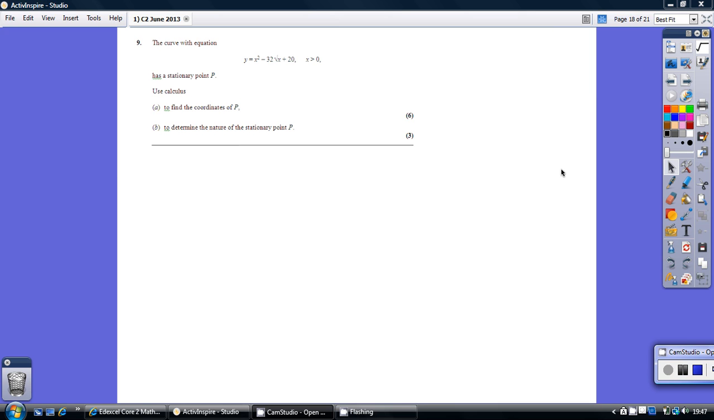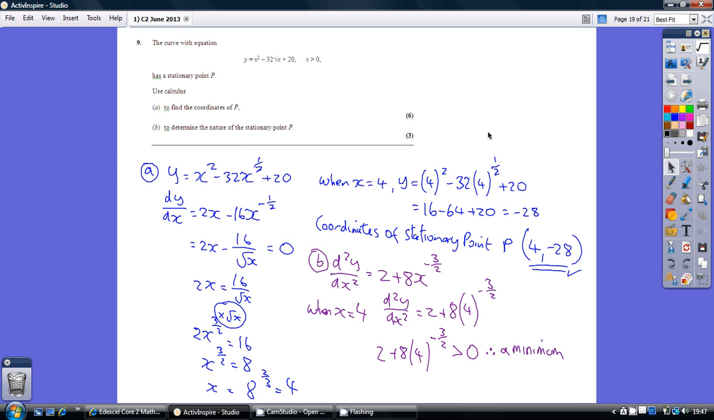Okay, this is question 9, have a go. So this is obviously a differentiation question. Before we can differentiate, we really need to get this square root of x sorted out. So just rewrite it as x to the half. It makes it a lot easier to differentiate.